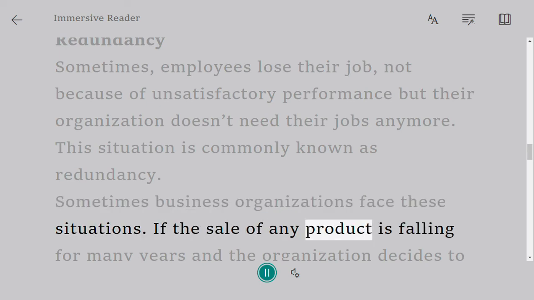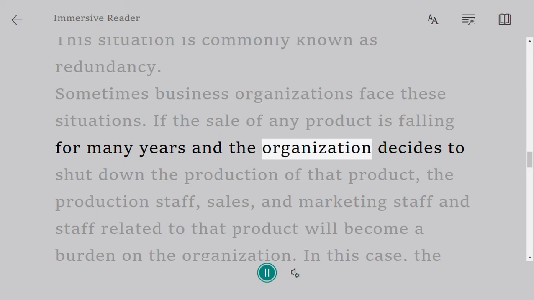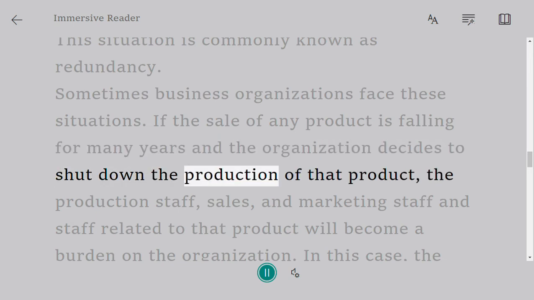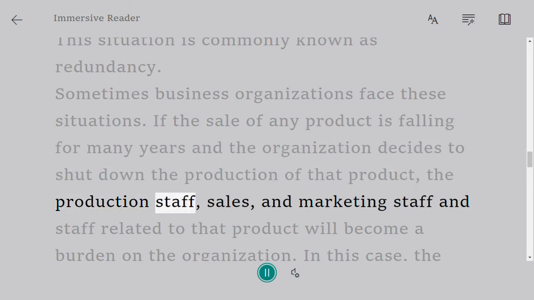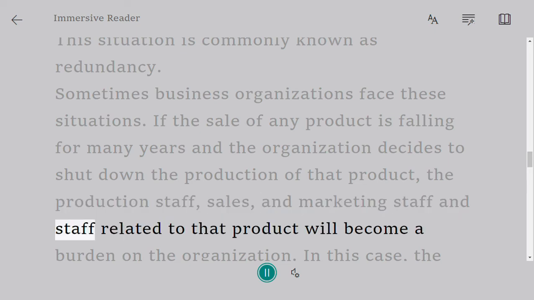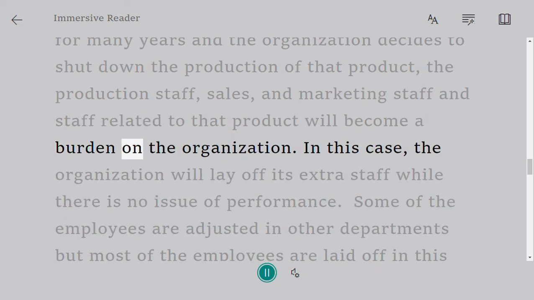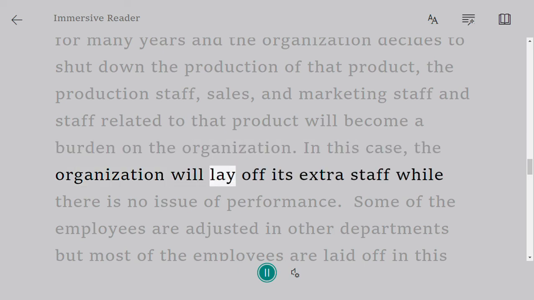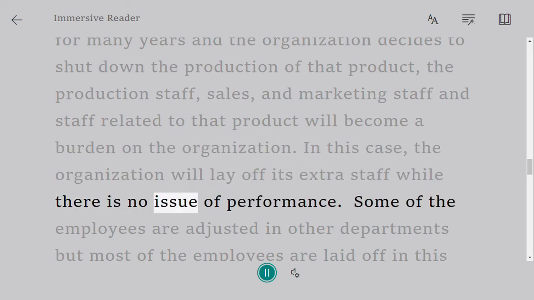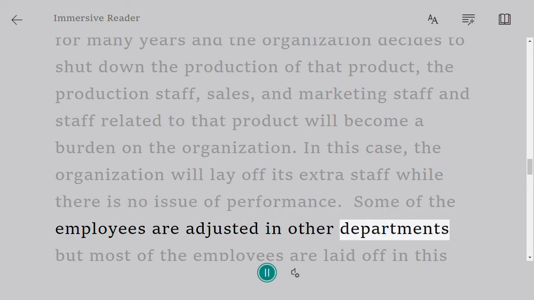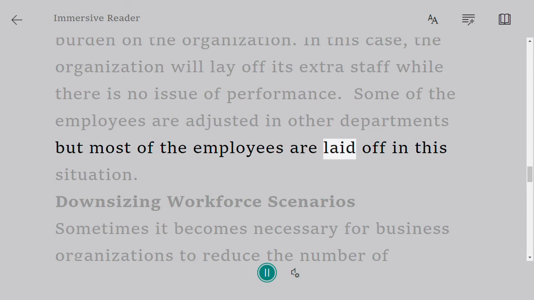If the sale of any product is falling for many years and the organization decides to shut down the production of that product, the production staff, sales and marketing staff, and staff related to that product will become a burden on the organization. In this case, the organization will lay off its extra staff while there is no issue of performance. Some of the employees are adjusted in other departments, but most of the employees are laid off in this situation.